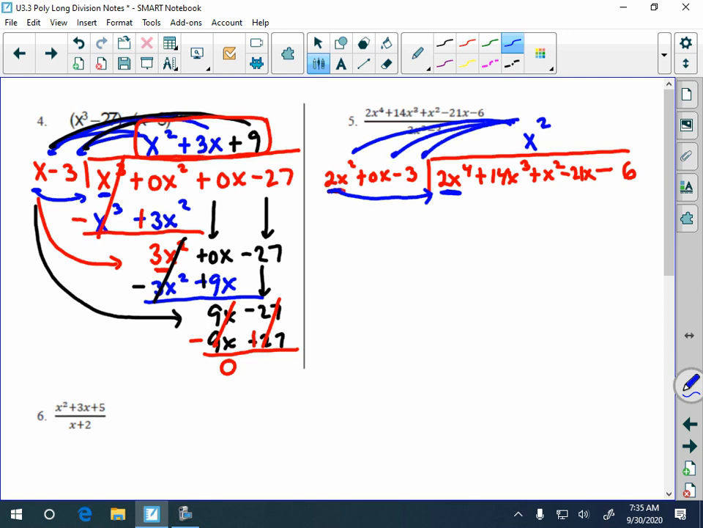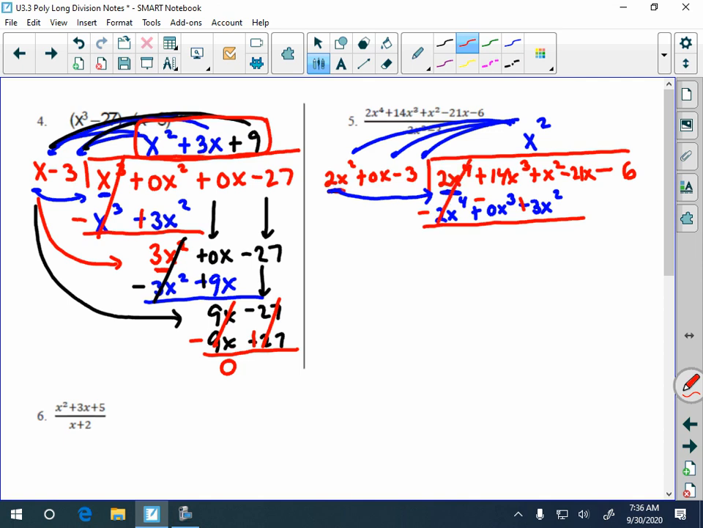So x squared times 2x squared is 2x to the 4th. I'm going to line up my exponents. x squared times 0x is 0, x to the 3rd. x squared times negative 3 is negative 3x squared. All right, so just distribute it over. Now I'm going to draw my line. Change all the signs to their opposites on the bottom. So it becomes a minus, and a plus. Now I'm going to add down.